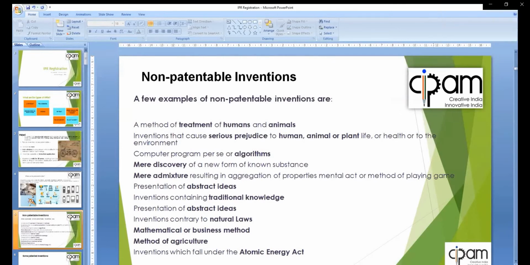Can you continue, madam? Is it visible in full screen mode now? Yeah, madam, it is visible to us. No worry. So shall I continue? Yes, yes, madam. Perfect. Okay.